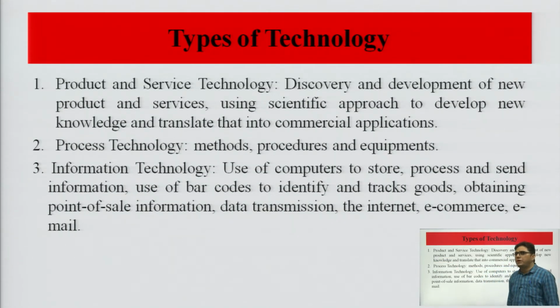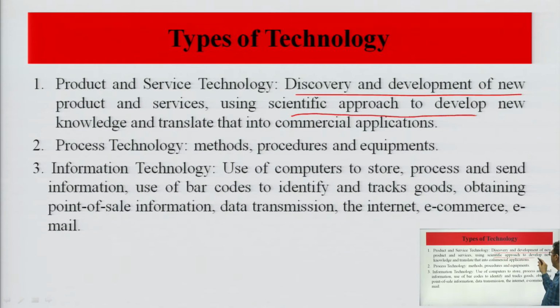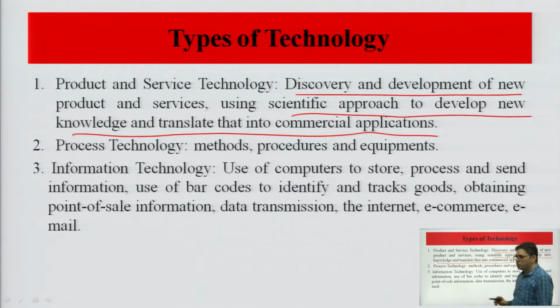Next, it is about the types of technology, what kind of technology can be used in manufacturing or in the production processes. Product and service technology: discovery and development of new products and services using scientific approaches to develop new knowledge and standards into commercial application.